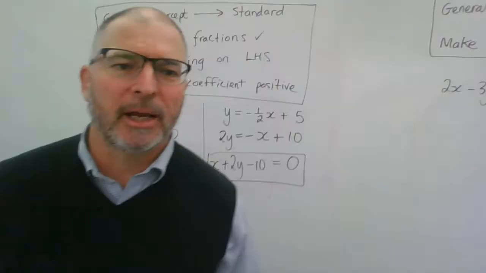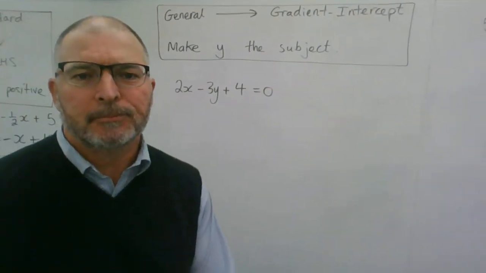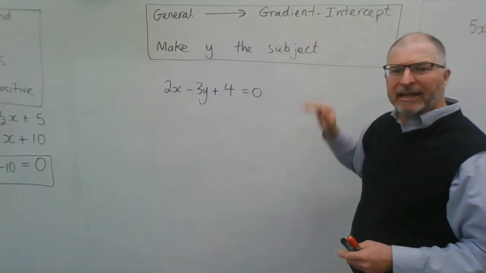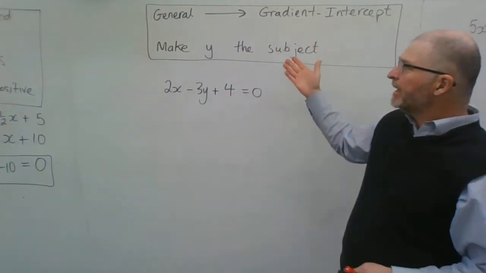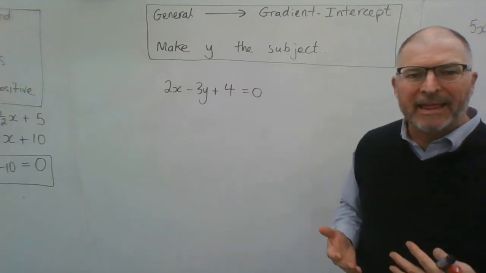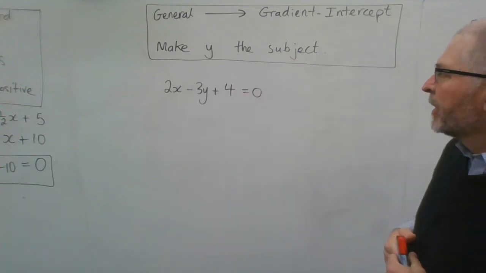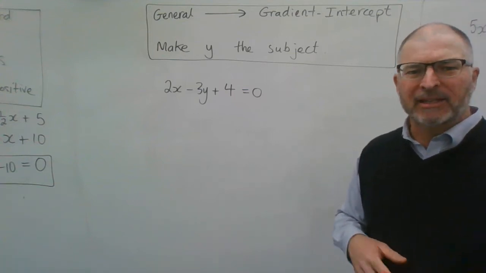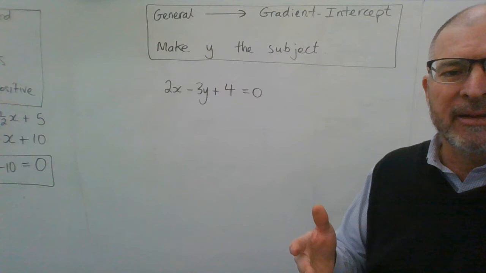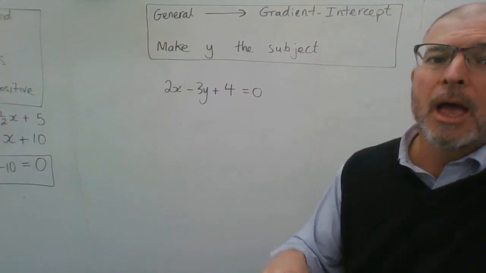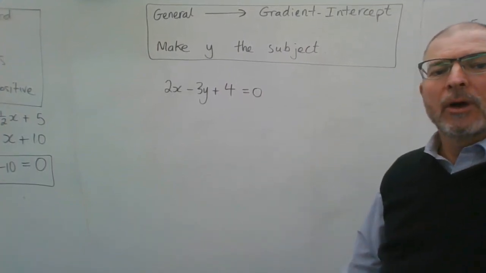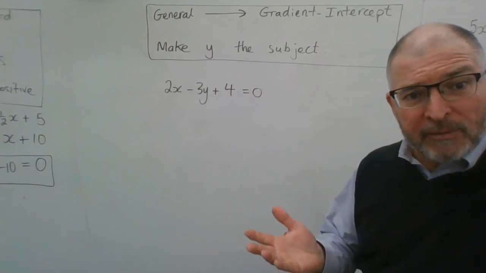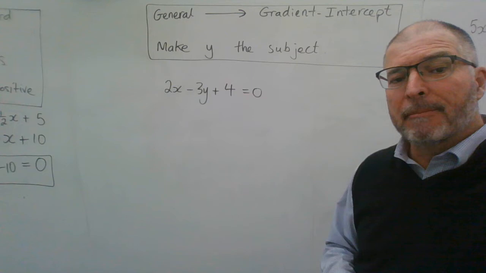What about changing from general or standard form into gradient intercept form? Well, we simply need to make y the subject of the equation. So we need y by itself on the left-hand side. That's what it means to make something the subject of the equation, not minus y, but y by itself on the left-hand side of the equation. So we do all those normal steps of equation solving in order to make that happen.